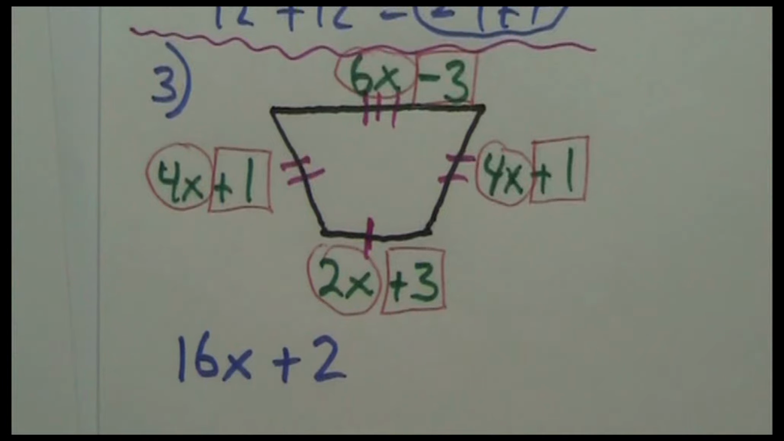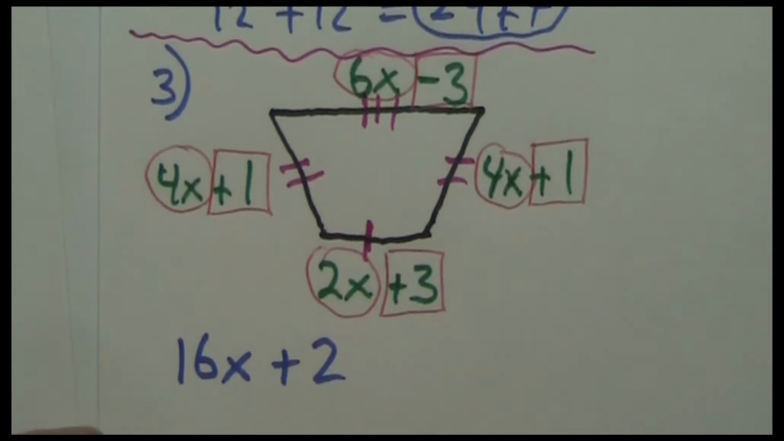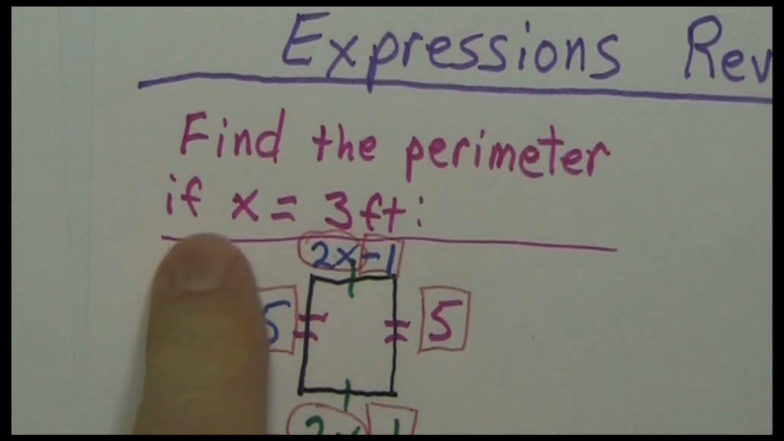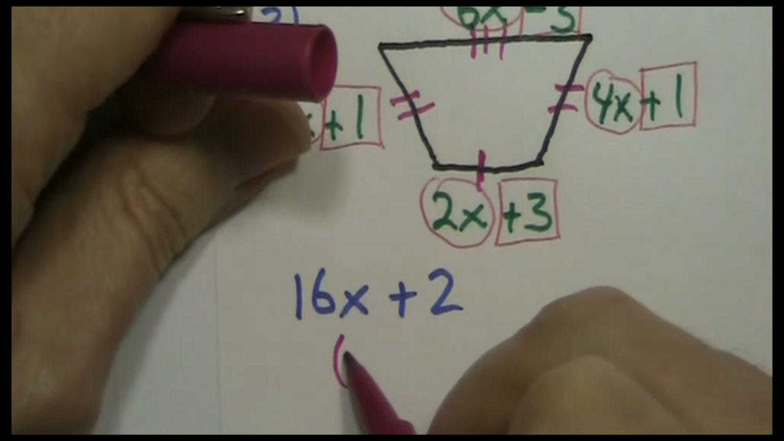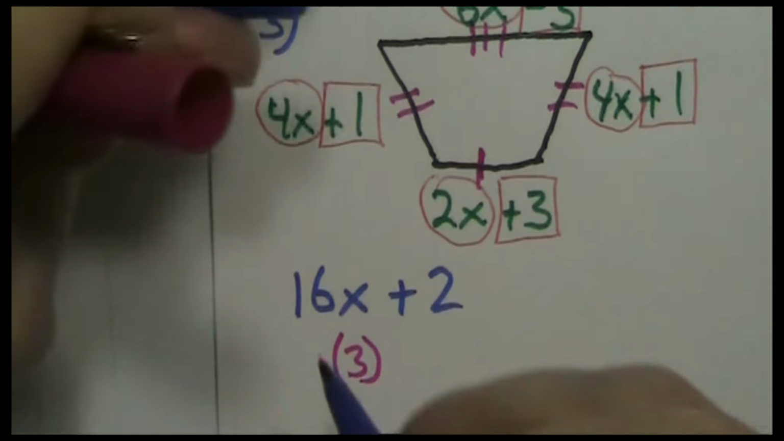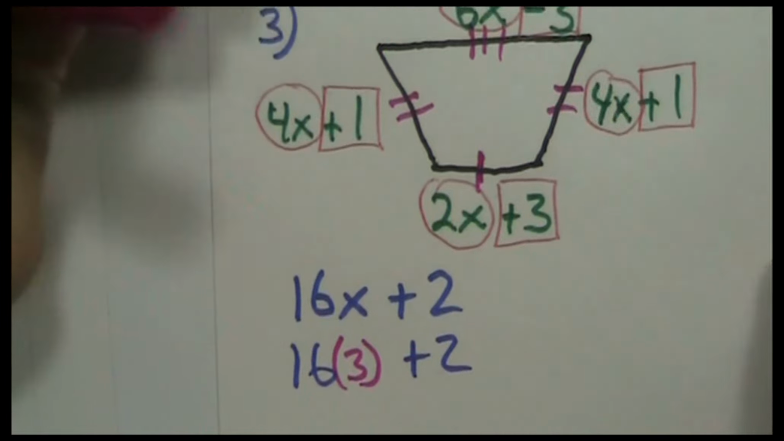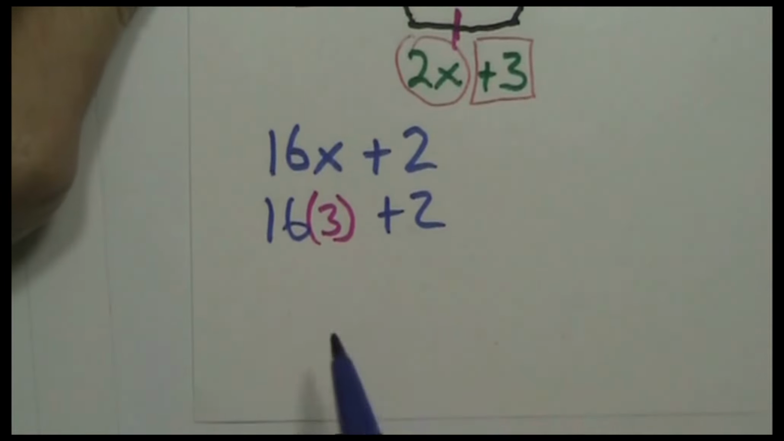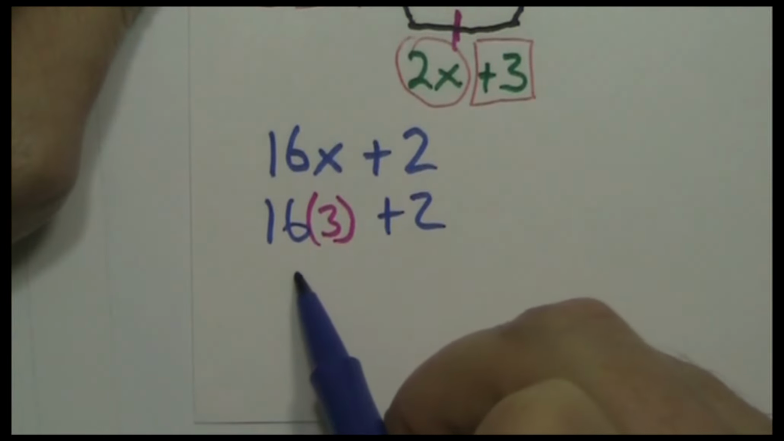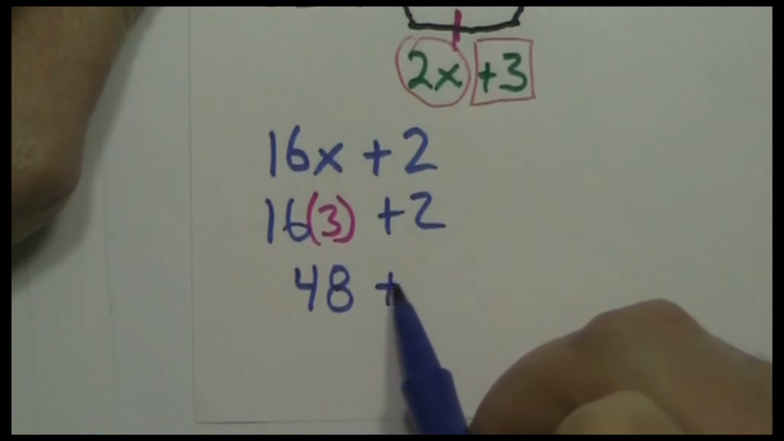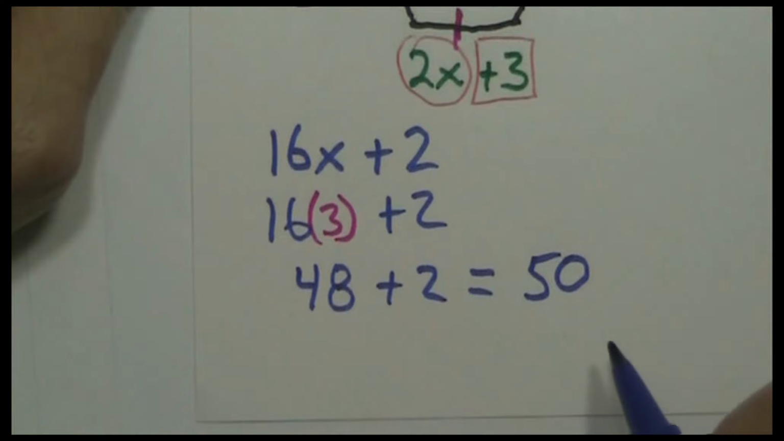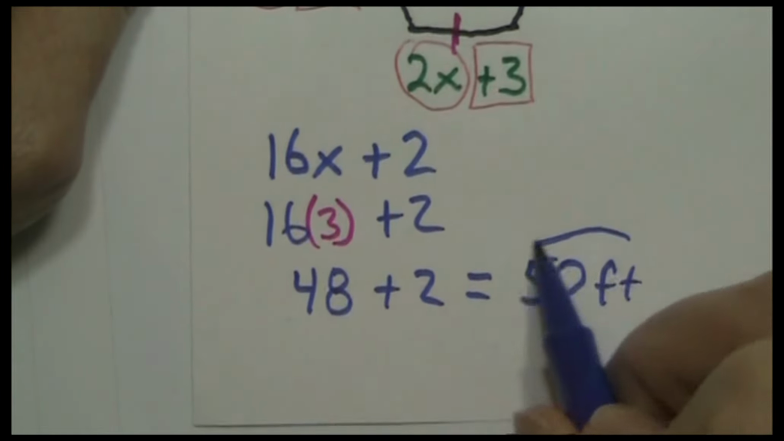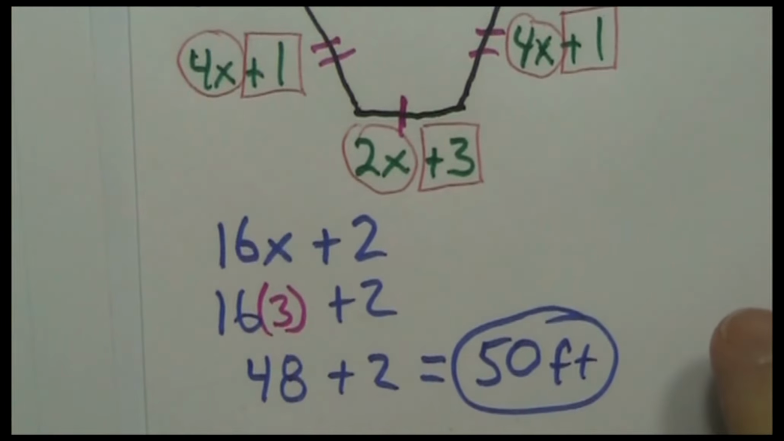Now what happens if we put 3 for the x? Why are we putting 3? Because it says right here, find the perimeter if x is 3 feet. So I put 3 in there for the x. Okay, so we just need to calculate this. 16 times 3. This just happens to be one I memorized. And then 48 and 2. And we said this is feet, so this is 50 feet. So going all the way around would be 50 feet.